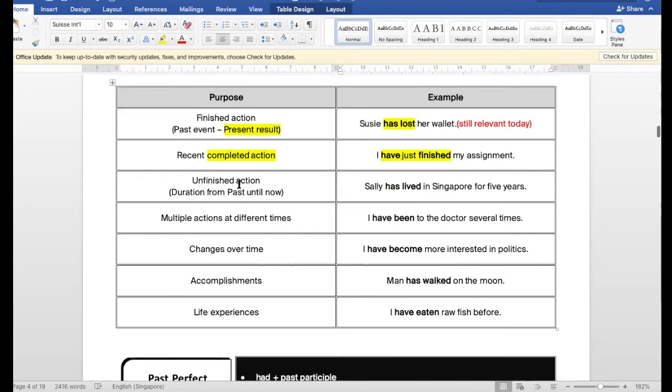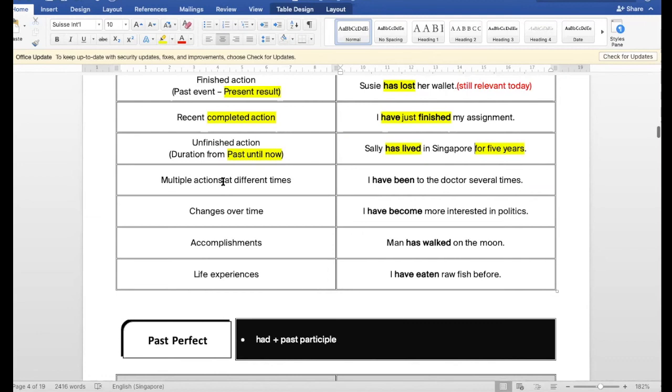For number 3, if it's an unfinished action, which means from the past all the way until now. So for example, Sally has lived in Singapore for 5 years. This is the duration. But until now, it is clear that she's still living in Singapore. So that's why we will use has lived. Box number 4, multiple actions at different times. So this would be, I have been to the doctor several times. So you highlight several times and you also highlight have been.